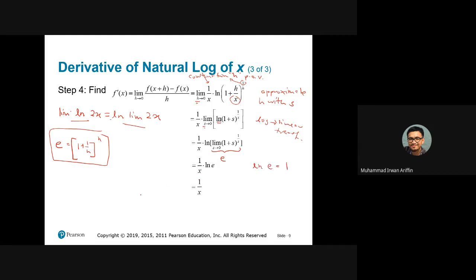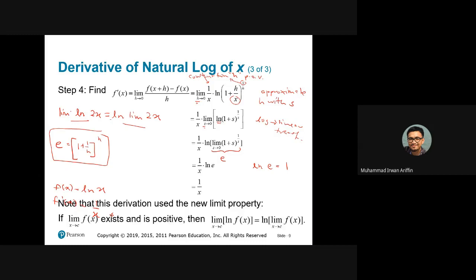And this is why, if we have f of x equals natural log of x, the derivative is simply 1 over x. The shortcut looks pretty simple compared to the step-by-step procedures to get it. But this is just to show you the construction, the mechanism behind how we get this shortcut.